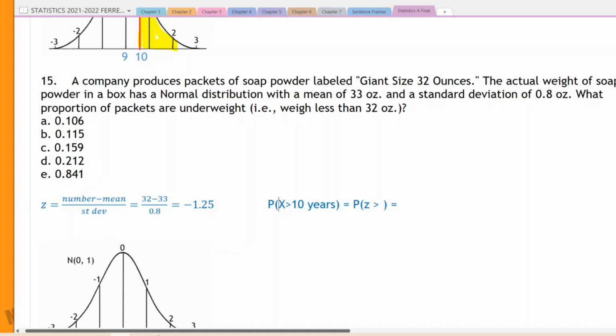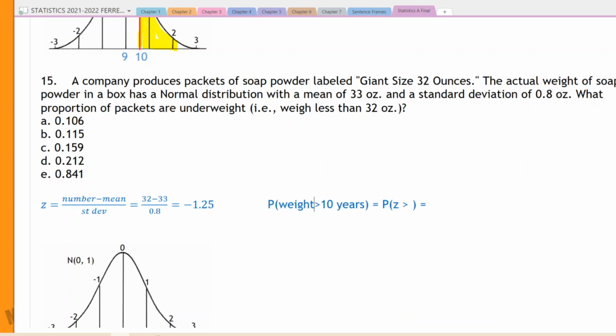We'll do the same thing over here. We're going to change that x. We're going to write this in: this is the weight of the soap. So we want to know that the weight is less than 32 ounces, and that would be a z less than negative 1.25.